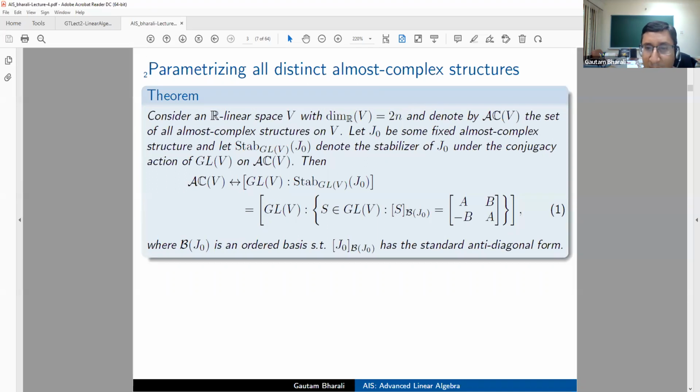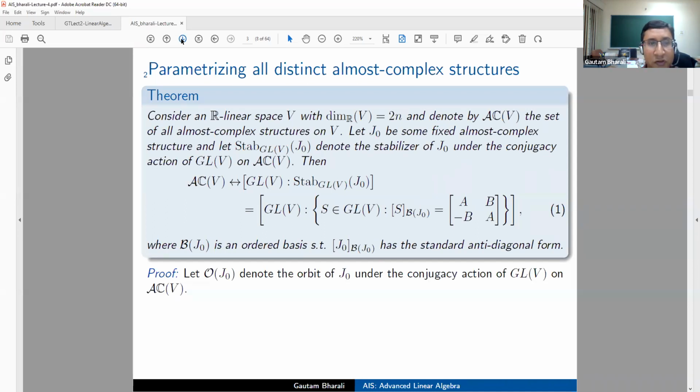And so what is the special basis? It is that special basis that I have talked about, such that J0 has the standard antidiagonal form. So note there is a one-to-one correspondence with something that is new to us, with something that is a whole lot familiar. So let's look at the proof.